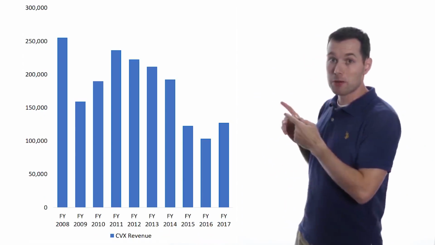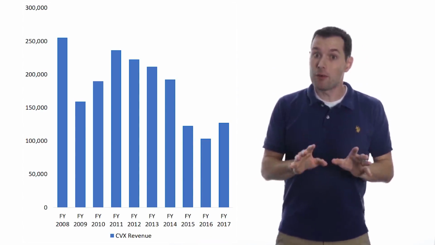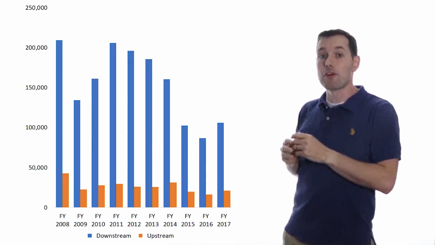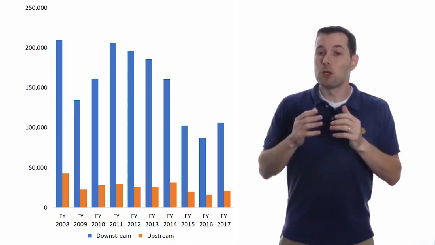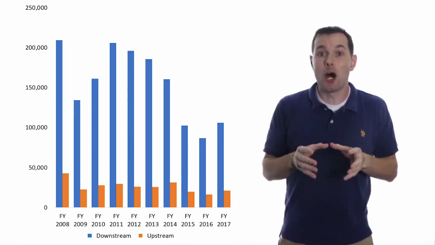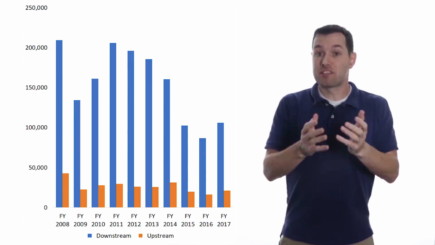So here's a chart of revenue going back to 2008. It's been a bit volatile, but we can also break down this revenue a bit further. Blue is downstream and orange is upstream. So it looks like downstream dominates the revenue. The question is, is that normal? Well, let's go find out.